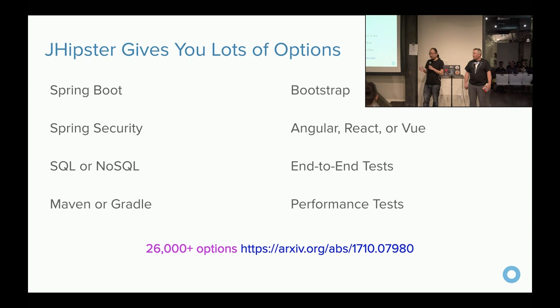Somebody actually did a study on this. I didn't know this until Matt showed me the site. Somebody went ahead and did a study in 2017. They went through a bunch of different options that are possible, and they discovered that you can have 26,000 combinations for the application you try to generate. I think they also created a CI/CD pipeline of some sort to test everything. And according to the paper, 35% of those options will fail. So out of 26,000 options, 35% of them fail, and that was back in 2017.